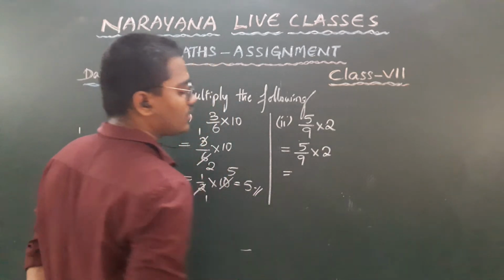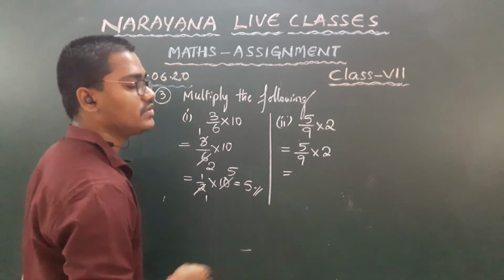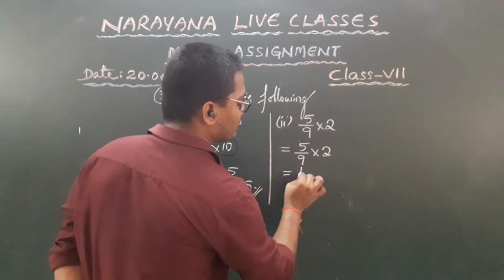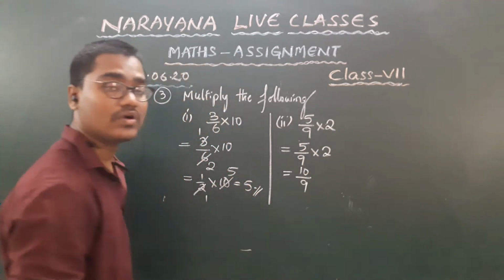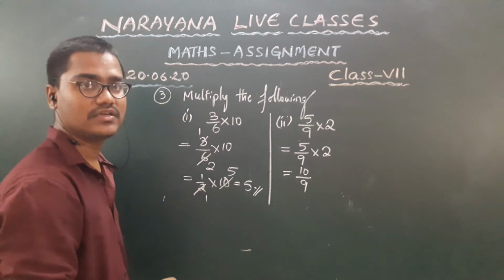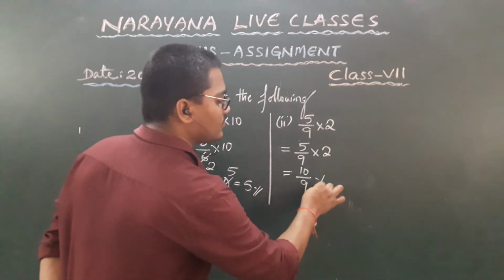So when you are not able to find out the common multiples over there, you need to just multiply. That is 5 2s are 10 divided by 9. This is what kind of fraction, children? It is an improper fraction. The resultant answer will be 10 by 9 only.